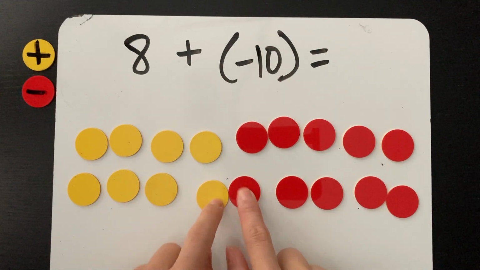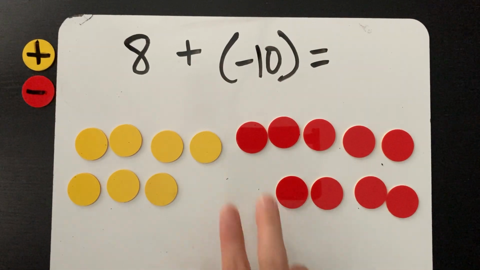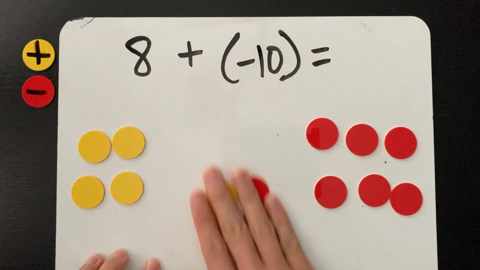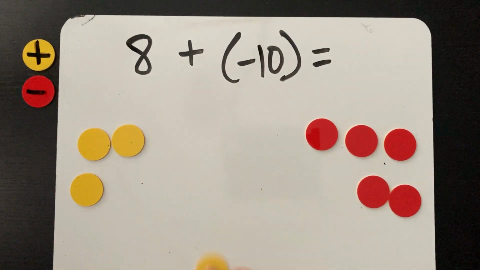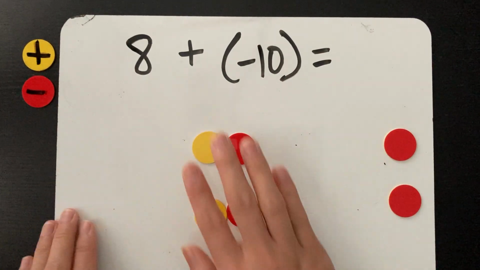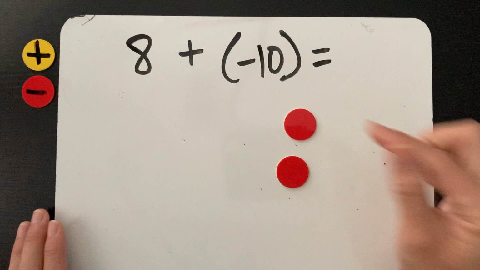So we're going to make as many 0 pairs as we can. Here's a 0 pair, and I'm just going to go ahead and get rid of them. 0 pair, 0 pair, 0 pair, 0 pair. So what we are left with is a -2.